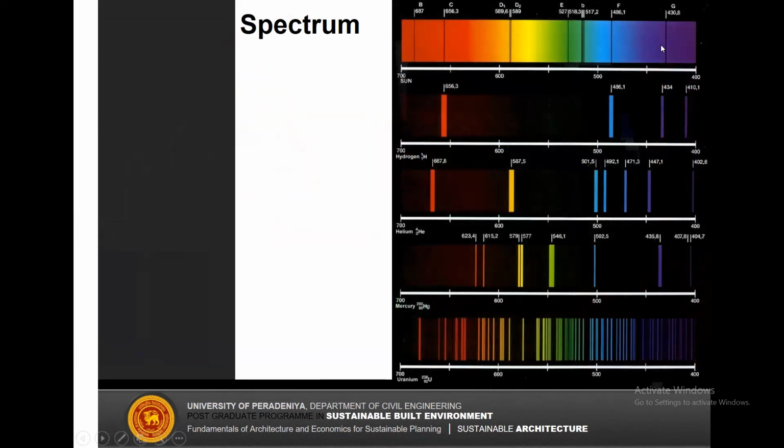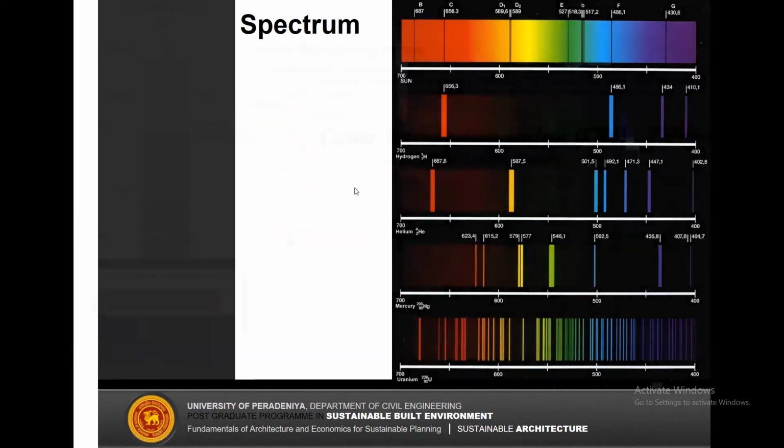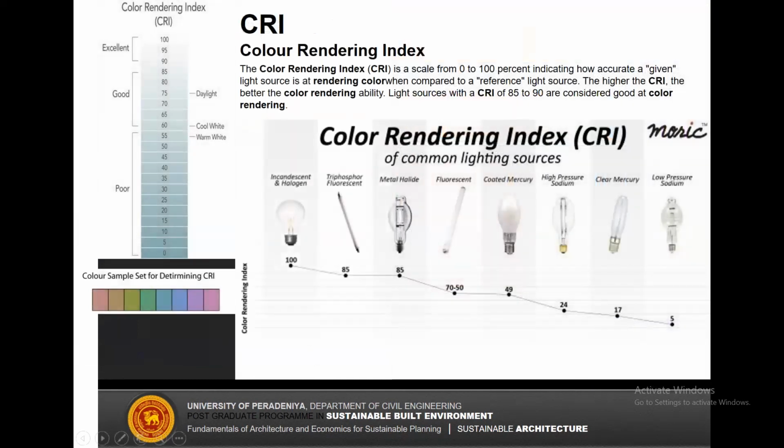So these are the spectrums of different light sources. So for example, this is the exact spectrum of the sun, and this is hydrogen, this is helium, this is mercury. So that concept is something very important in lighting, the color rendering index.